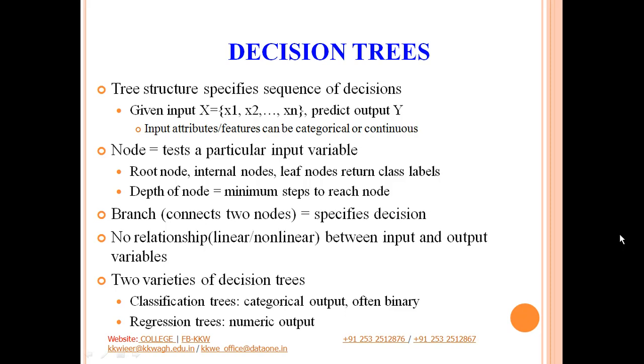Now if we consider any tree, forget about decision trees, we all know that a tree consists of two things, nodes and branches. So similarly in decision trees also we will have different types of nodes and branches. Now what do they represent, that we will see. A node in a decision tree represents some test on a particular input variable. Which input variable, that we have to decide, right?